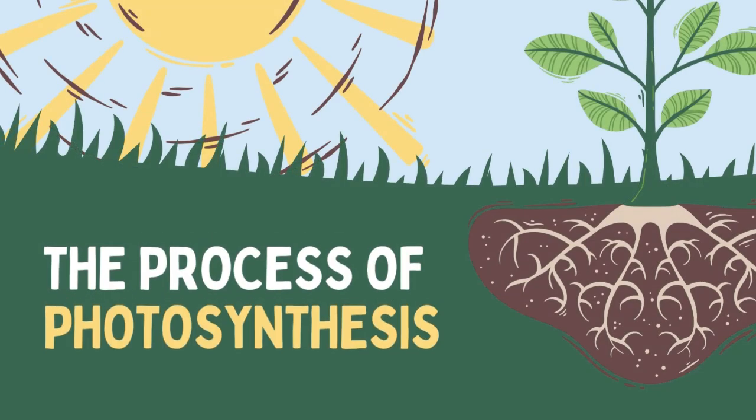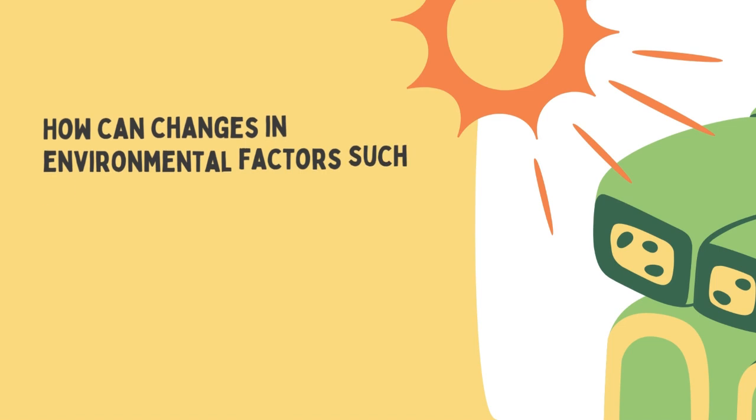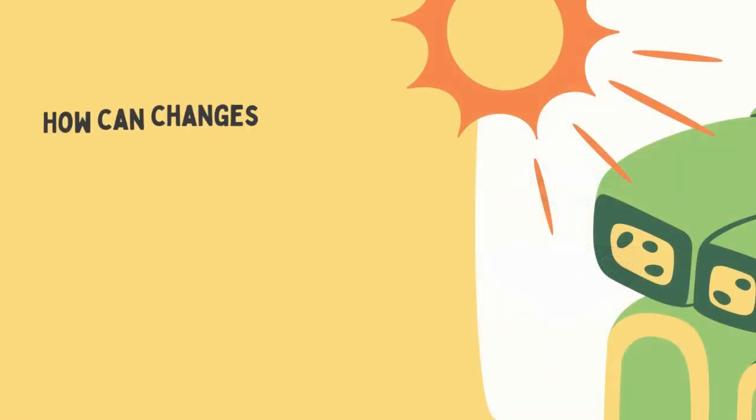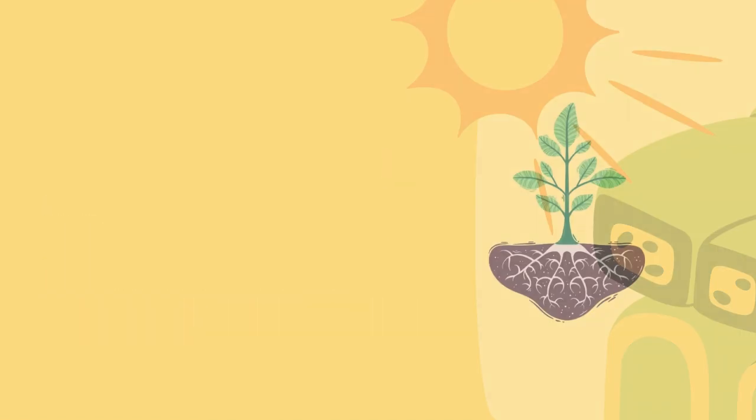The process of photosynthesis. Lesson outline. Process of photosynthesis. Factors affecting photosynthesis. Temperature. Light intensity. Carbon dioxide and oxygen. How can changes in environmental factors such as light intensity, carbon dioxide concentration and temperature affect the efficiency of photosynthesis?